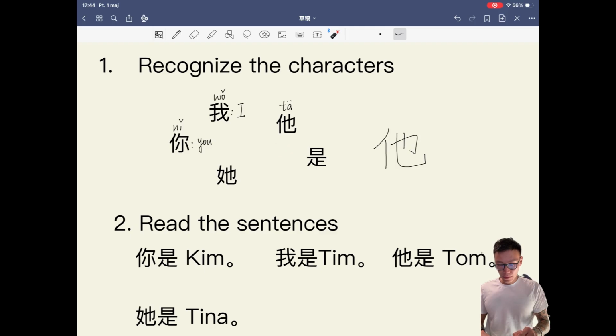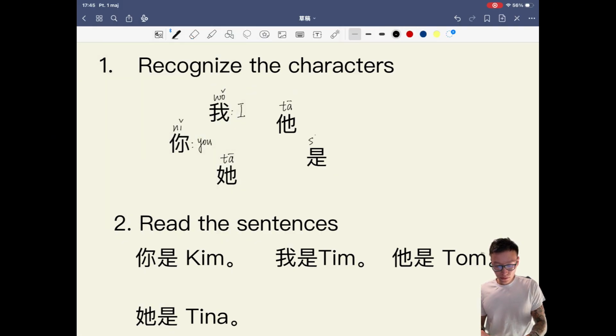All right, now let's move on to this one. So you can notice that on the right part, it's the same. So it's she, and they have the same pronunciation. That is why it's also 他. Now let's write it together. 1, 2, 3, 4, 5, 6.